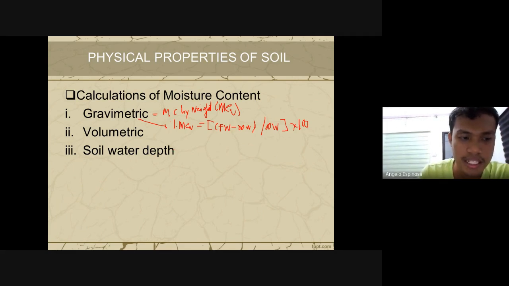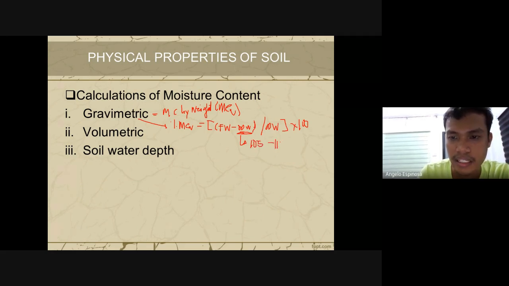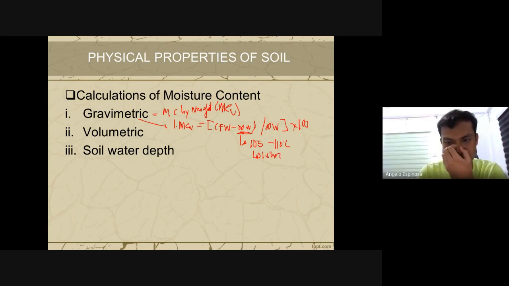Okay? So, it is easily determined by oven drying the soil at, so, mga ilang degrees ba ang dapat na ino-oven dry mo yung soil? So, dapat 105 to 110 degree Celsius. For at least how many hours? For at least 15 hours constant weight. Ilang oras? 15 hours mo siyang ibababad sa 105 to 110 degrees Celsius or oven dry weight. So that is gravimetric.